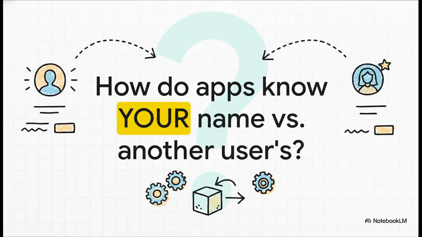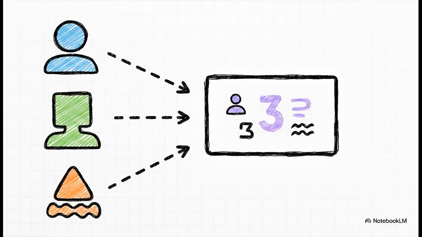When you log into an app, you see your profile picture, your name, your messages. But when I log in, I see all mine. The app itself looks the same, but the information, the data, is totally unique to each of us. So how does that even work? Well, the answer is this one simple but incredibly powerful concept. You guessed it, variables. They're pretty much the secret sauce behind all of this personalization.